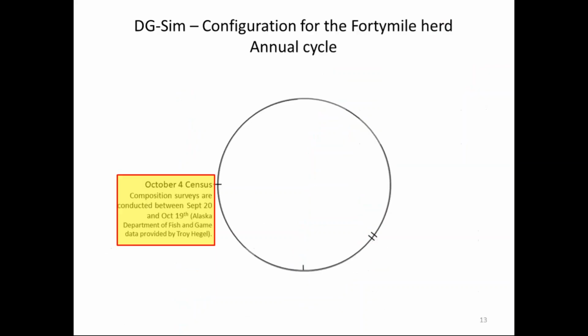So one of the things that you can configure in the model is the annual cycle or the order of events as they happen. So what I'm going to show you now is the order of events as we configured them for the Fortymile Caribou Herd, but these could be different if you're configuring them for a different herd. And so the simulations that I'm going to show you with the Fortymile herd are assumed to start at the beginning of October, and this overlaps with the composition surveys that give us estimates of the proportion of individuals in each age and sex cohort in the population.